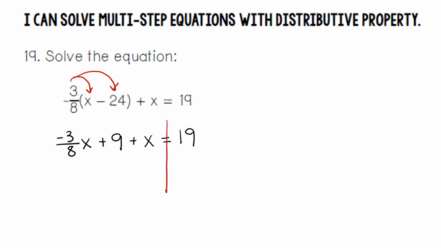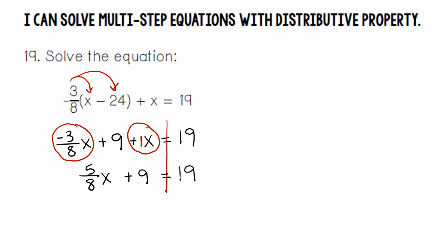Our next step is to combine any like terms. We can combine the negative 3/8x plus, we know that that is a 1x. So negative 3/8 plus 1 would give us an answer of 5/8. Keep the x value with the new fraction. The plus 9 can stay the same as there's no other whole numbers, and the 19 stays as the answer.